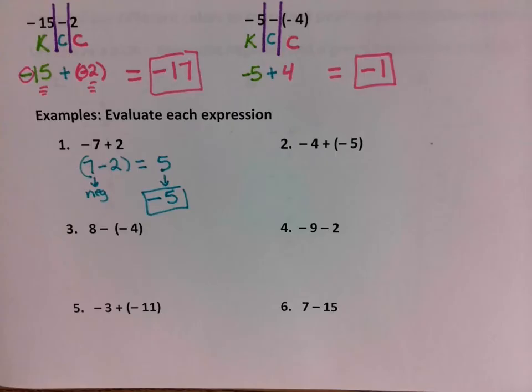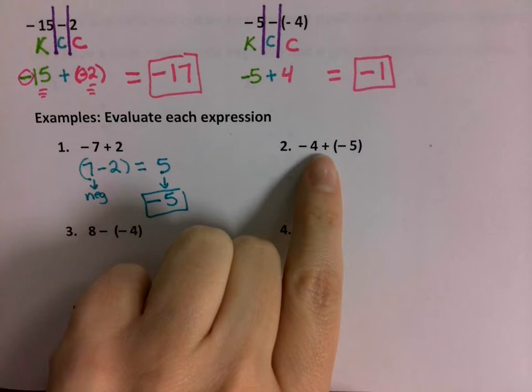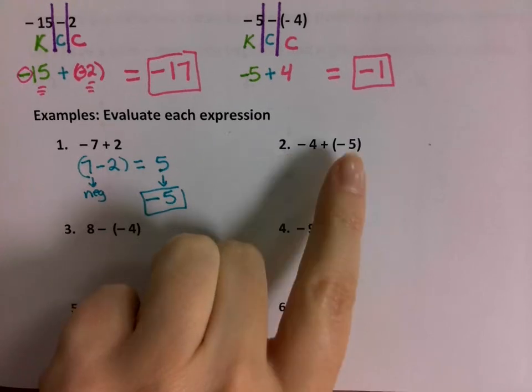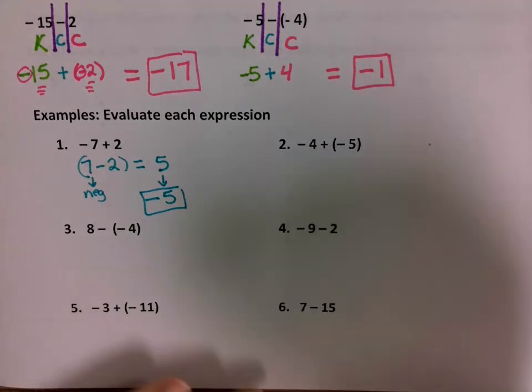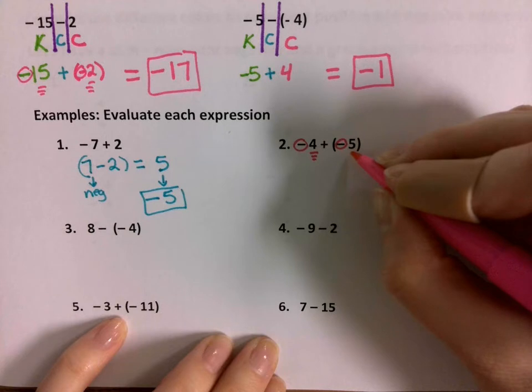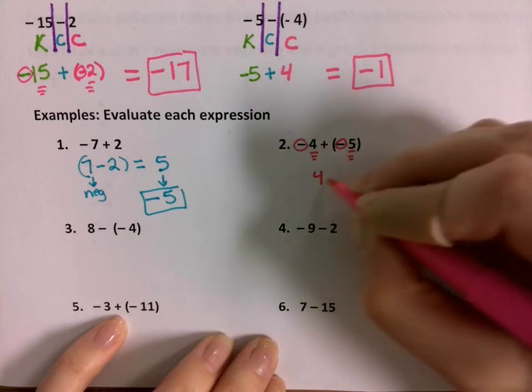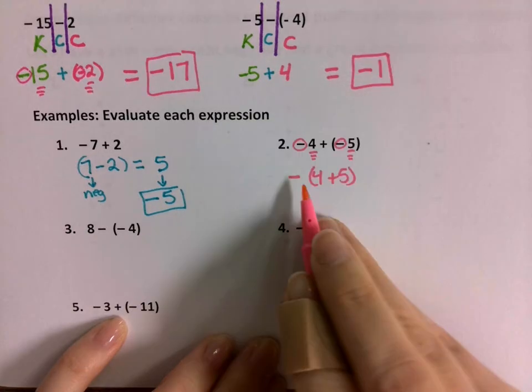For problem number 2, it's an addition problem. They are the same signs, so that means that we are just going to go ahead and add and keep. They are the same sign, so we're going to add the numbers together. I'm going to do 4 plus 5, and then I'm going to keep the negative sign. 4 plus 5 is going to give me 9, so I get a -9 as my answer.